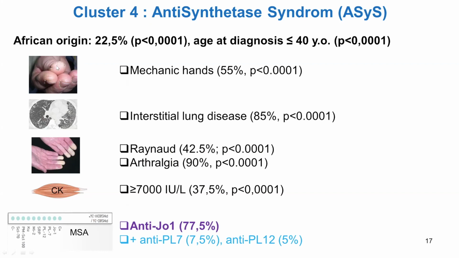It is hyperkeratotic, painful fissures, lesions of the fingers, interstitial lung disease in almost all the patients, Raynaud phenomenon, arthralgia, very high CK levels, and anti-Jo1 or anti-PL7 or anti-PL12.